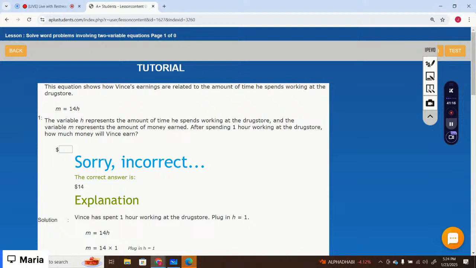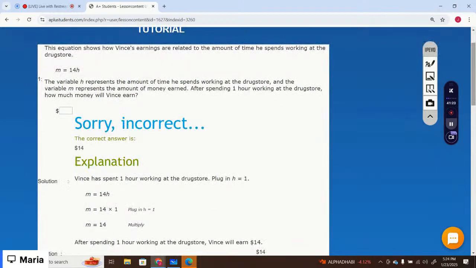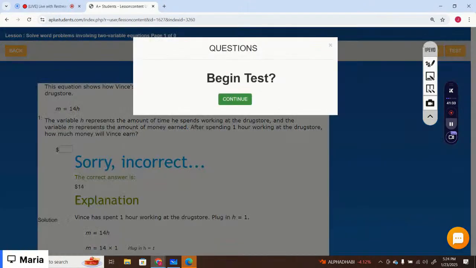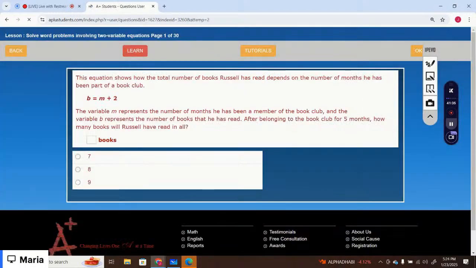So, m equals 14h. The question is after spending 1 hour working at the drugstore. So h represents the hour, right? So that means you need to put h equals 1 in the equation and calculate the value of m. So 14 times 1 is 14. You have to understand from the question the value of which variable is given and which one you have to calculate, right? So let's just start with the next test questions.